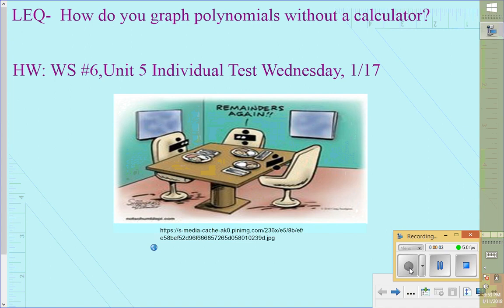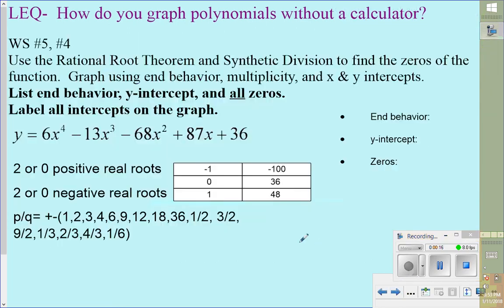This is day 19 of Unit 5. We didn't have a warm-up today, but we started right away with the problem from yesterday that we were working on at the end of class, which was problem number 4 on worksheet 5. So we're going to start there now.